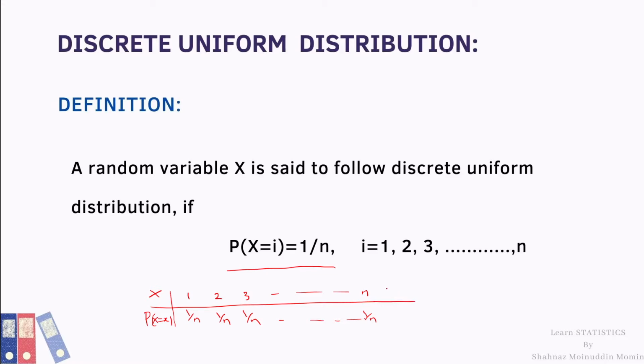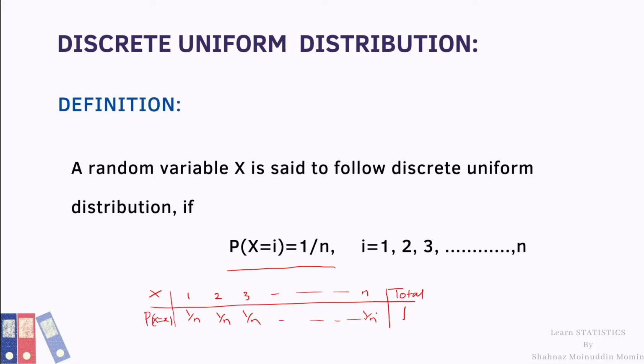And if we add all these probabilities, then we get the sum equal to 1. This is the tabular form of the PMF of discrete uniform distribution, in which each and every value has the same probability, and which is 1 divided by n.